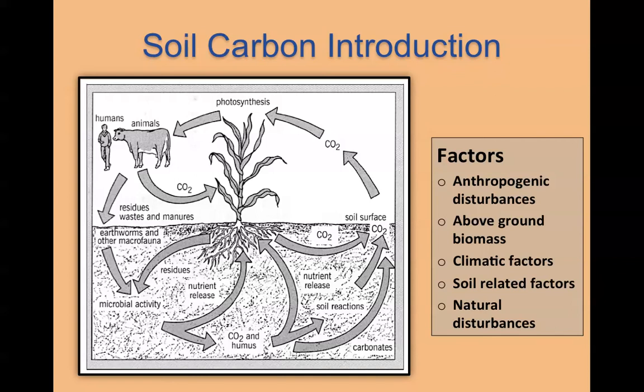Soil carbon is also highly influenced by below ground activities, because that's where it's stored and kept. So you've got microbial activity, you've got the nutrient cycling, you've got the soil type. So all these interactions and even geology can influence soil carbon levels and its formation. So the factors are anthropogenic, which is human-based disturbance.